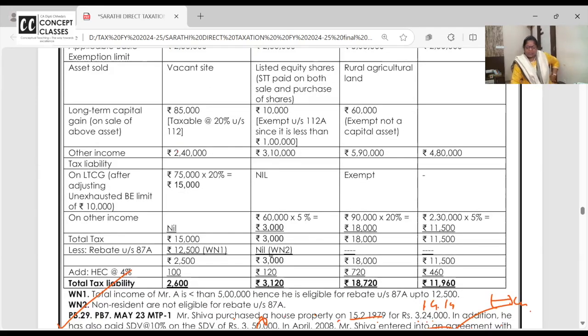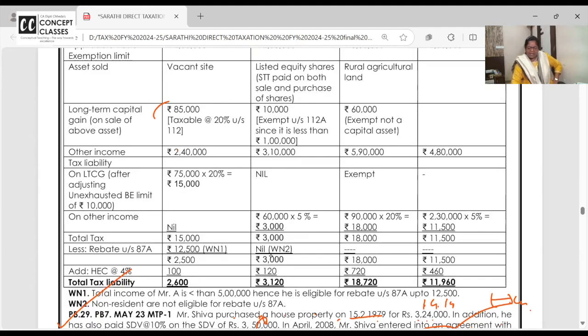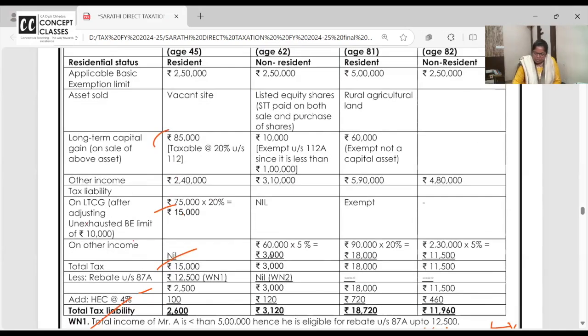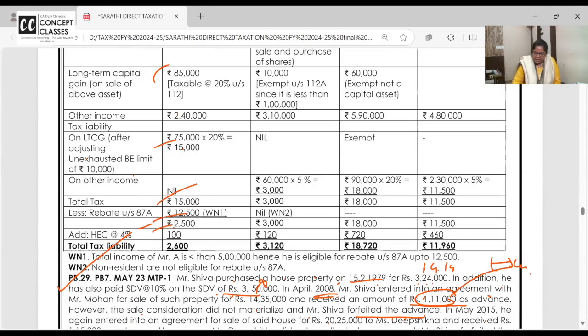Yes. That's why long-term capital gain 85 after adjusting the unutilized basic exemption will become 75,000 at the rate of 20%. And rebate, because the total income is less than 5 lakh, you will get a rebate up to 12,500, and on the remaining you have to pay the tax. Is this clear to all of you orally?